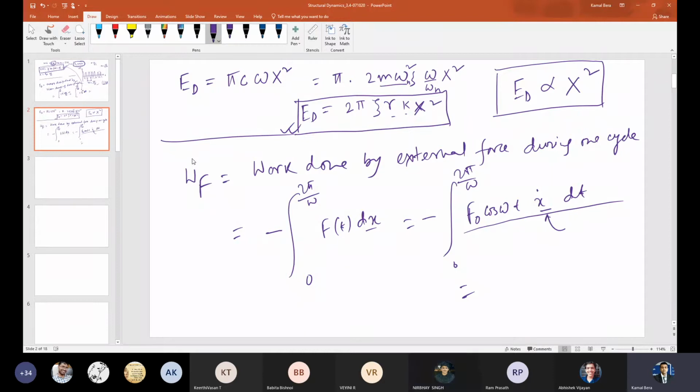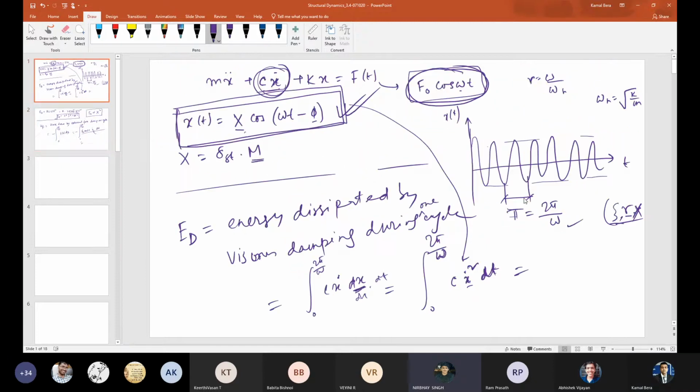Sir, while putting x dot, will we take x as X cos omega t minus phi or just X cos omega t? I have already written it here. For this also you have used x dot equal to which one? This or this? It's cos omega t minus phi, right? Clear? So the phase angle will be phi only.